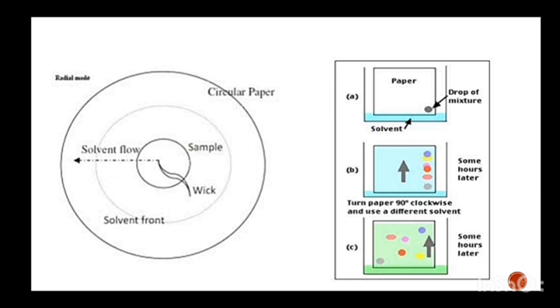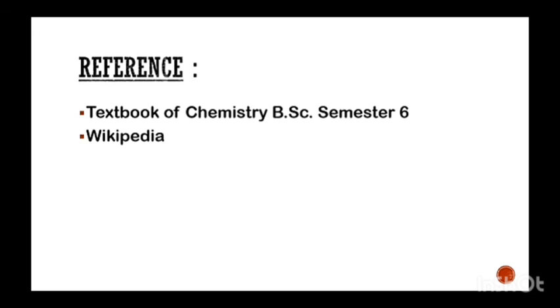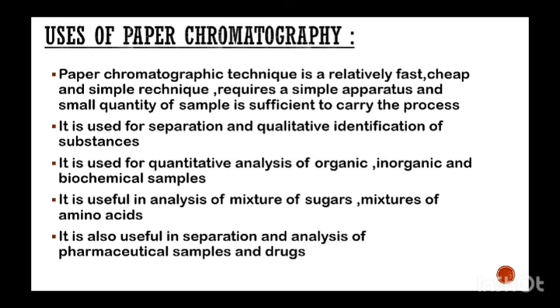Next are the uses of paper chromatography. Paper chromatography is a relatively cheap, fast and simple technique, and it requires a small apparatus and a very small quantity of sample is sufficient to carry out the process. It is used for separation and qualitative identification of substances. It is used for quantitative analysis of organic, inorganic and biochemical samples.